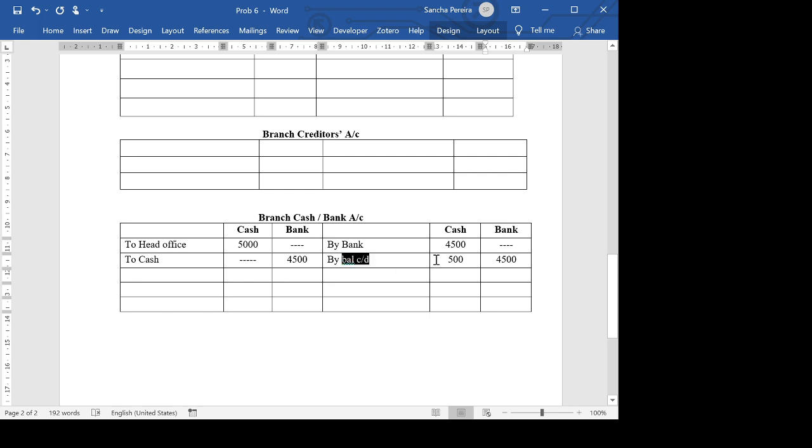Okay, these are called contra entries where you show the effect on both sides. Why will you show the effect on both sides? Because one asset is decreasing and the other is increasing. Your cash is decreasing and your bank is increasing.